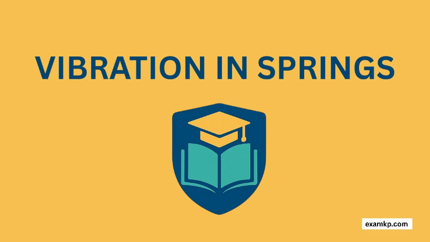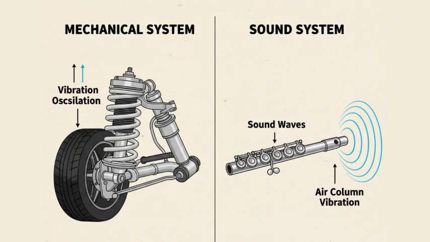So, what do a smooth car ride and a flute have in common? Sounds a bit like a riddle, doesn't it? Well, the answer is pure physics. They both rely on the exact same principles of vibration and something we call simple harmonic motion. Just stick with me, and by the end of this explainer, you'll see that connection crystal clear.